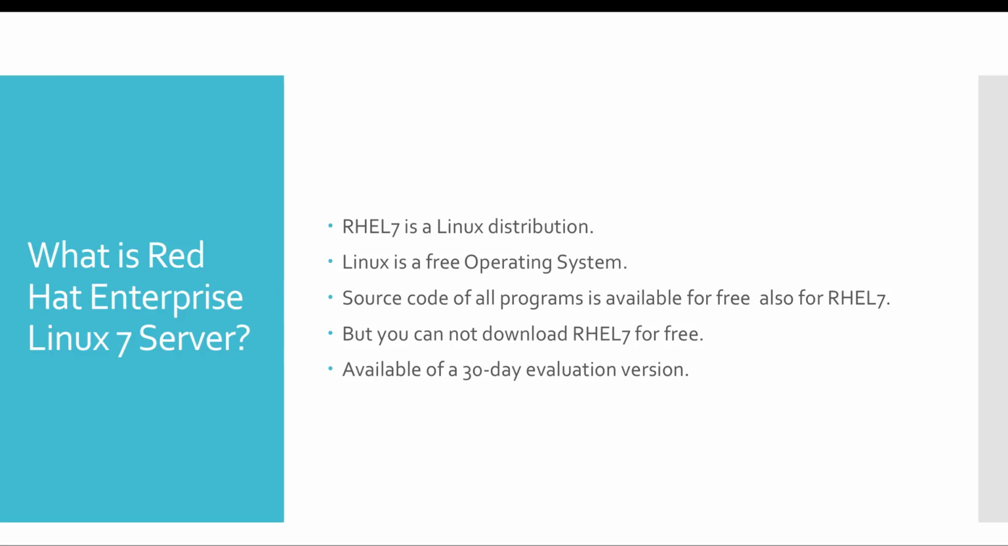Linux is a free operating system. When I say Linux is a free operating system, Linux has a lot of other distributions, and RHEL7 is one among them. But Red Hat Enterprise Linux 7 is not actually free. What is free is the source code of all the programs, but not an entire Red Hat Enterprise Linux. So you can get the source code for all the programs and you can customize them, but you cannot download RHEL7 for free. It is basically available only for 30 days.